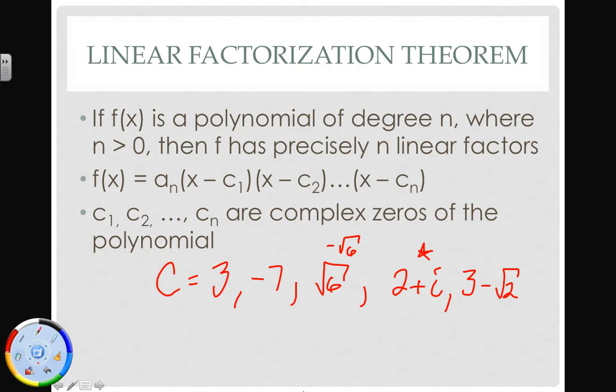And these are all complex zeros. So we have real ones, which is all of these except for this one. The 2 plus i is imaginary or complex. We could have irrational numbers, so our square roots and that sort of stuff.